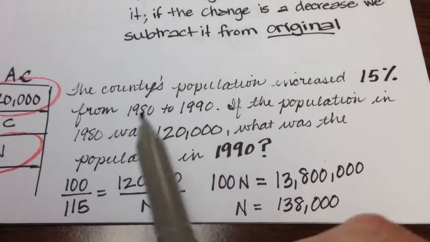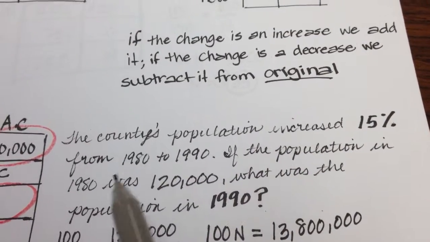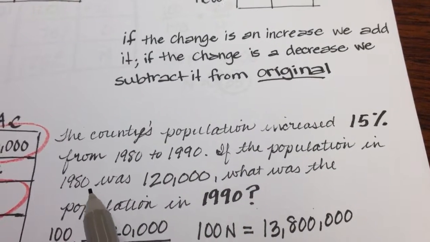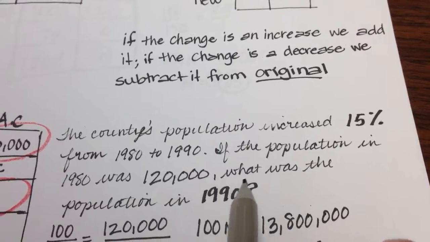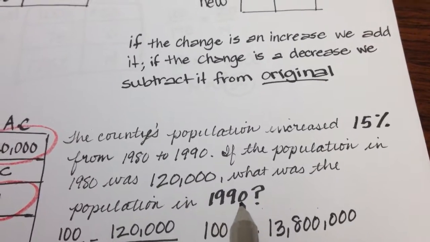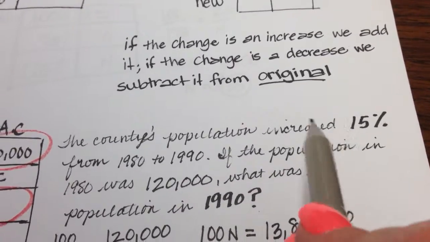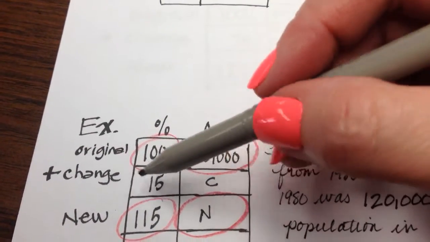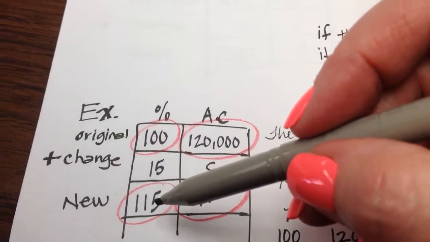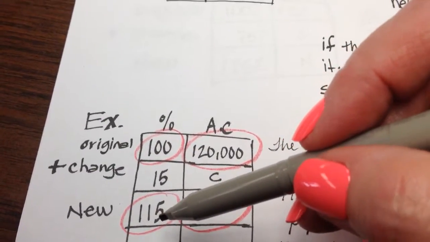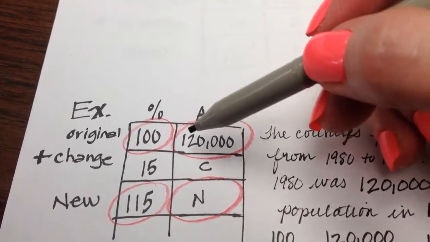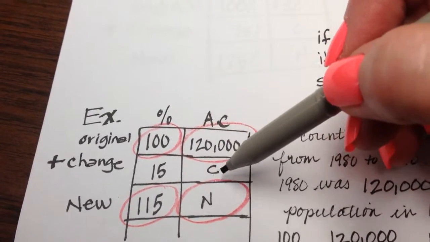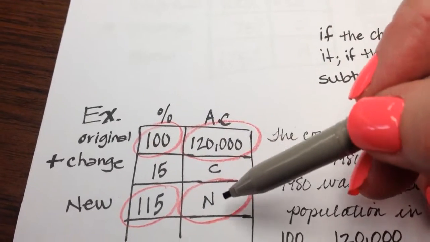Well, let me give you an example here. The county's population increased 15% from 1980 to 1990. If the population in 1980 was 120,000, what was the population in 1990? Okay, we're adding 15%. So we have our original 100. Our change is a positive change. We're adding 15. So the new percent would be 115%. We're also told that the original amount of the population was 120,000. I'm just going to put a C here for change and an N here for new.